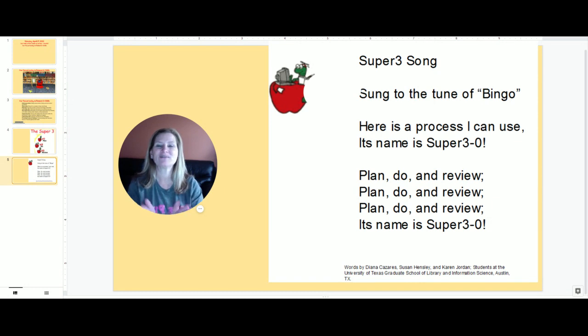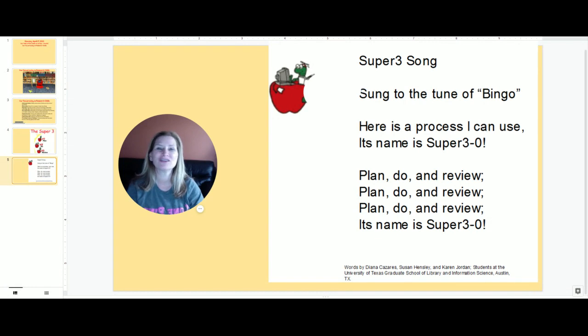Here is a process I can use. Its name is Super 3-O. Plan, do, and review. Plan, do, and review. Plan, do, and review, its name is Super 3-O.